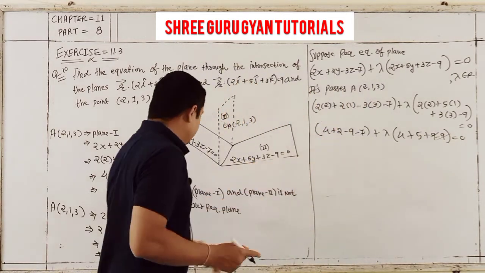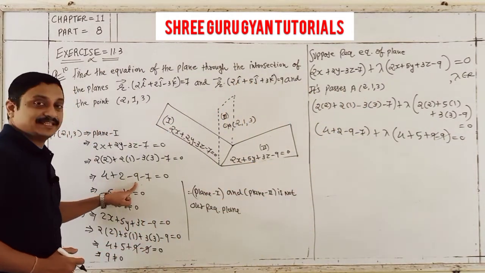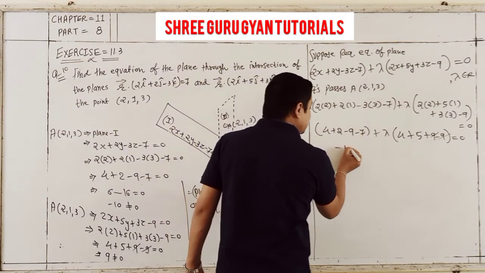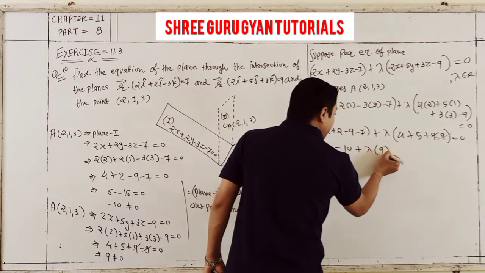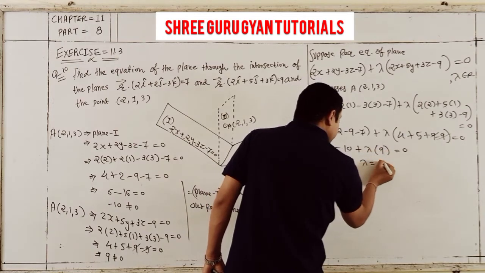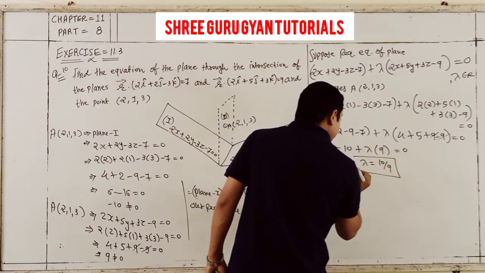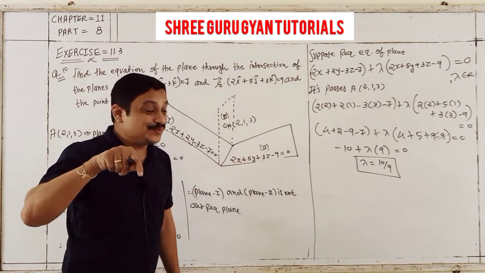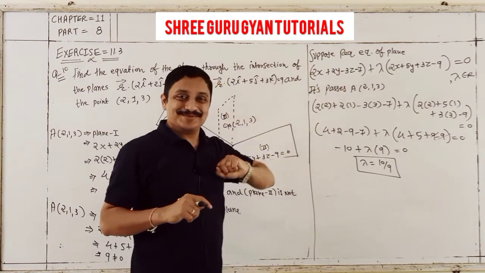Already they calculated here, students, check. Here 4 plus 2, minus 9 minus 7, it is minus 10, because here 6 and minus 16, minus 10, and lambda times 9. So lambda becomes 10 by 9. Now that value of lambda you put in the equation above.